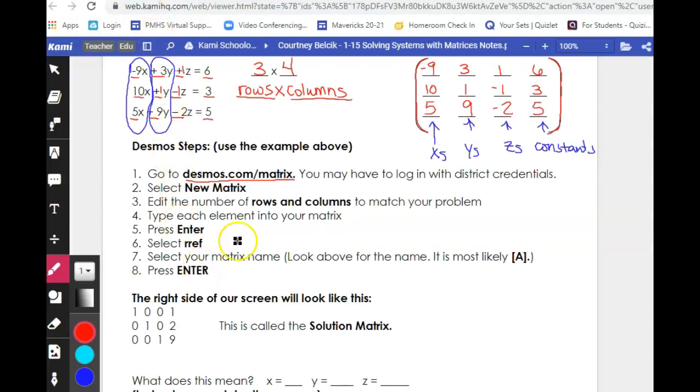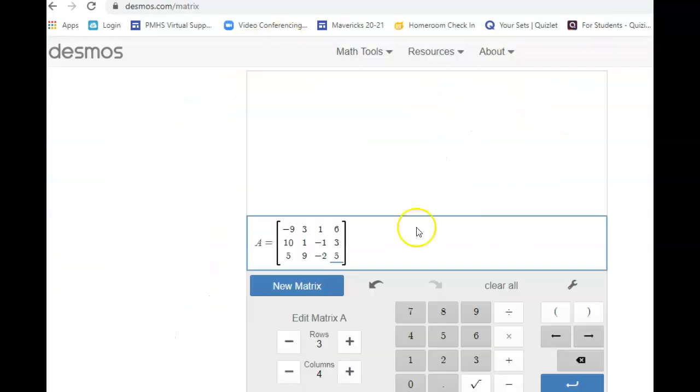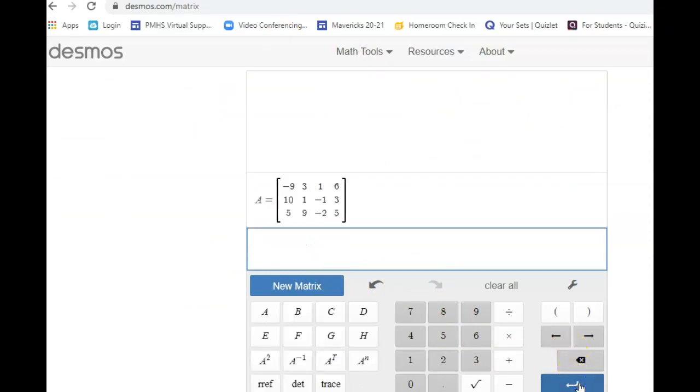So we've typed in each element into our matrix. We want to press enter, and then we want to press something called Rref. So I'm going to hit enter, or I can hit this little button right here. Oh, I'm sorry. There we go. And then Rref is down here. So I'm going to press that. I've got to go back to my instructions.